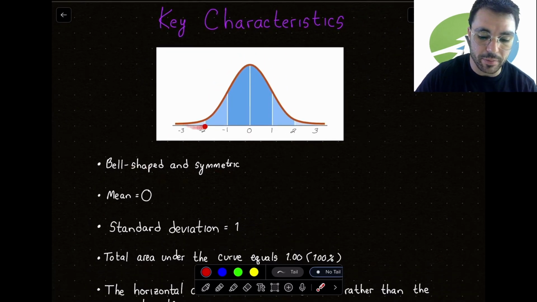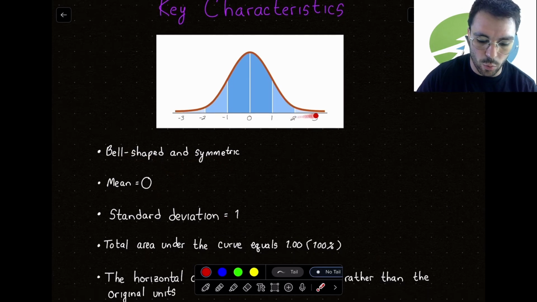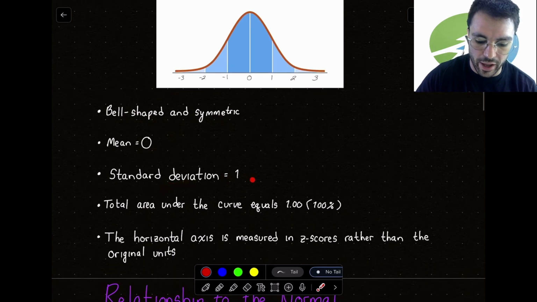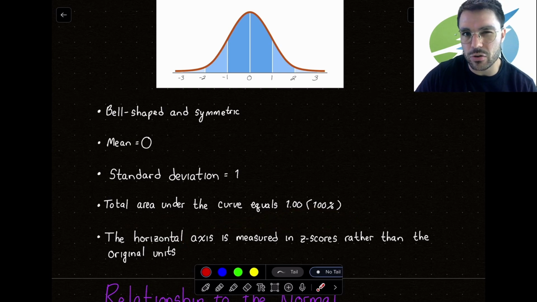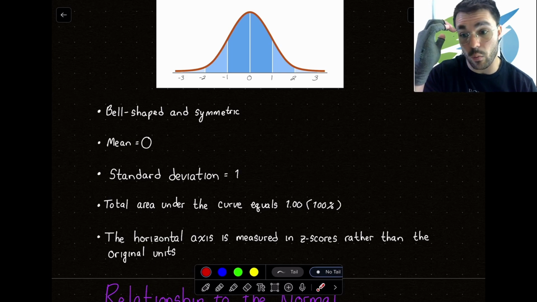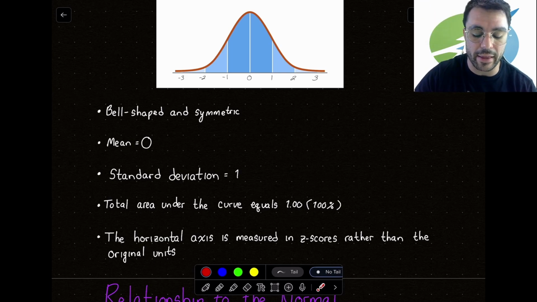It is bell-shaped and symmetric. The mean is 0. Our standard deviation is 1. The total area under the curve equals 1, and the horizontal axis is measured in z-scores rather than original units. So what does that mean? We're going to introduce z-scores here, but we're going to go way more in depth on that later. I think I have 3 or 4 videos on the subject prepared, but this is going to be a quick introduction to it. Okay.